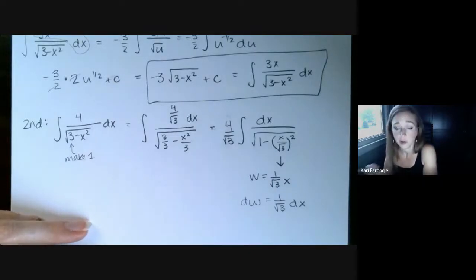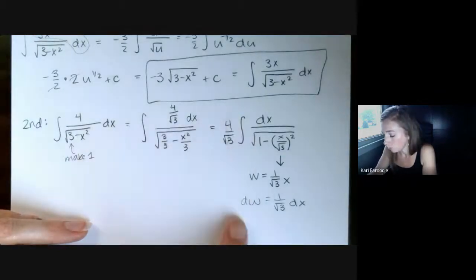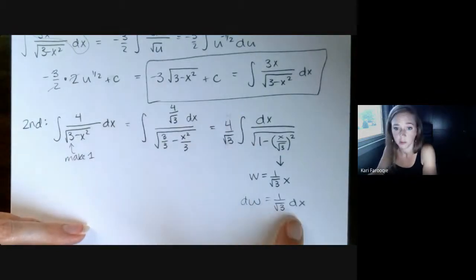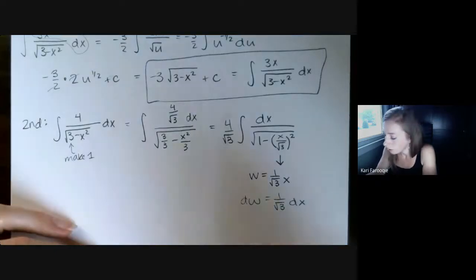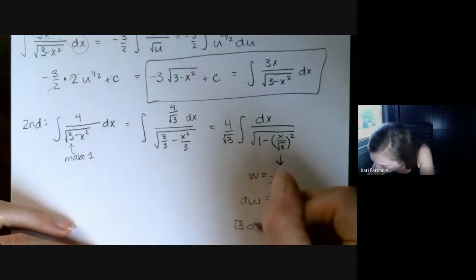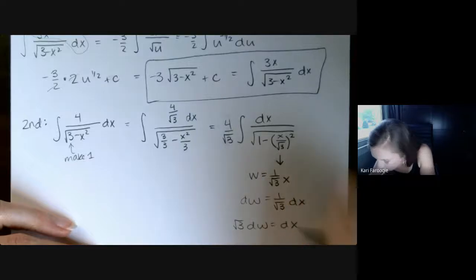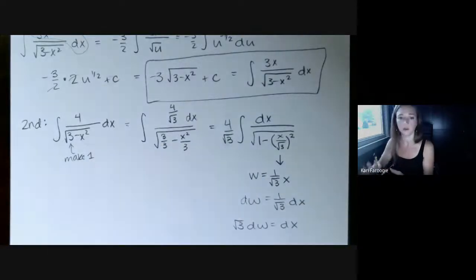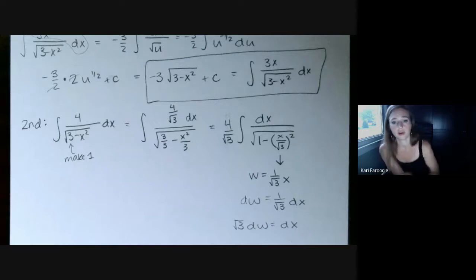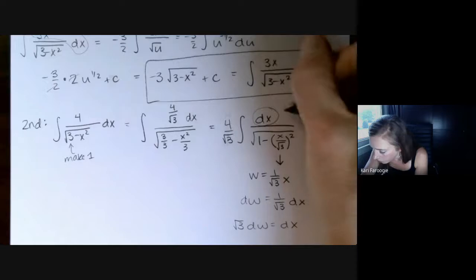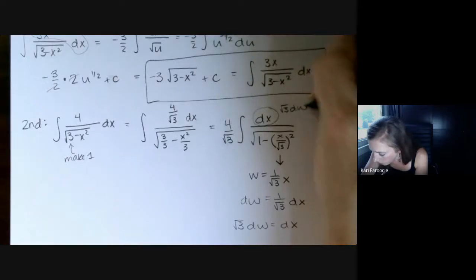Okay, now this is one of those places where you might say, well, I don't have 1 over the square root of 3. I have 4 over the square root of 3, and you could multiply on both sides by 4. Or you could just cancel it out in a minute. It's one more step, but you might find it to be more straightforward. And instead of doing this in terms of u, we'll rewrite it in terms of w. Okay, so the dx is going to become root 3 dw.